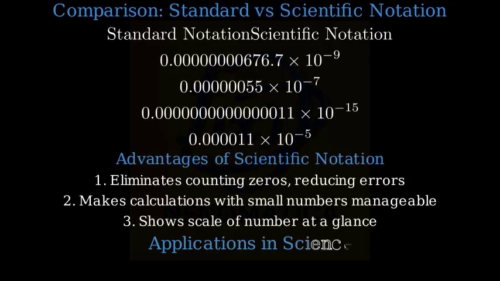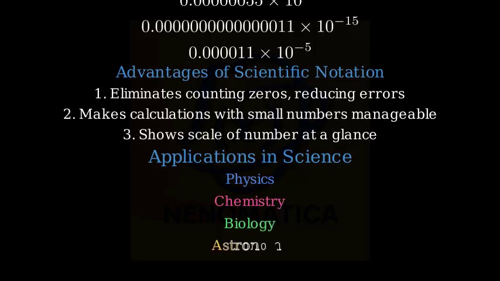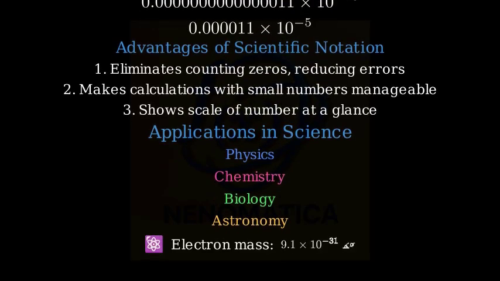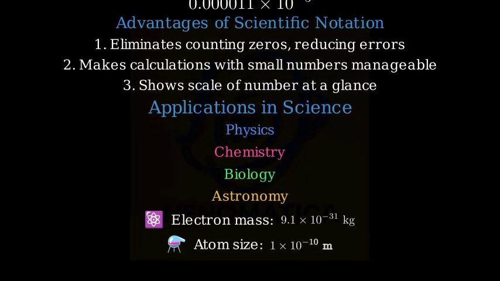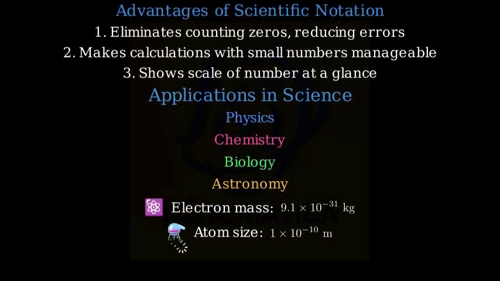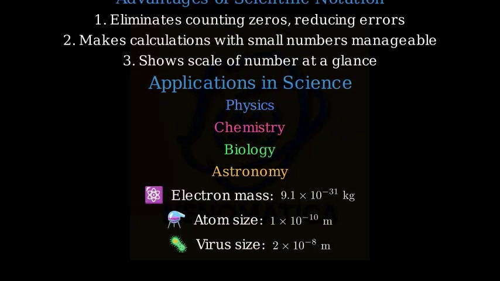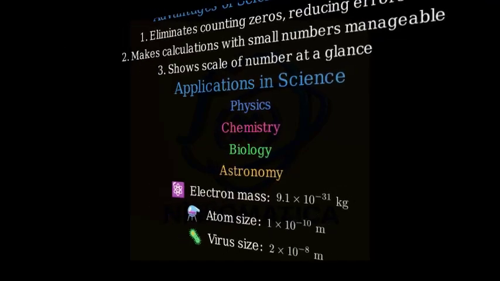Scientific notation is extensively used in various scientific fields. In physics, chemistry, biology, astronomy, and many other disciplines, scientists often deal with very small or very large quantities. For example, in physics, the mass of an electron is approximately 9.1 times 10 to the negative 31 kilograms. In chemistry, the size of an atom might be around 1 times 10 to the negative 10 meters. And in biology, some viruses can be as small as 2 times 10 to the negative 8 meters.